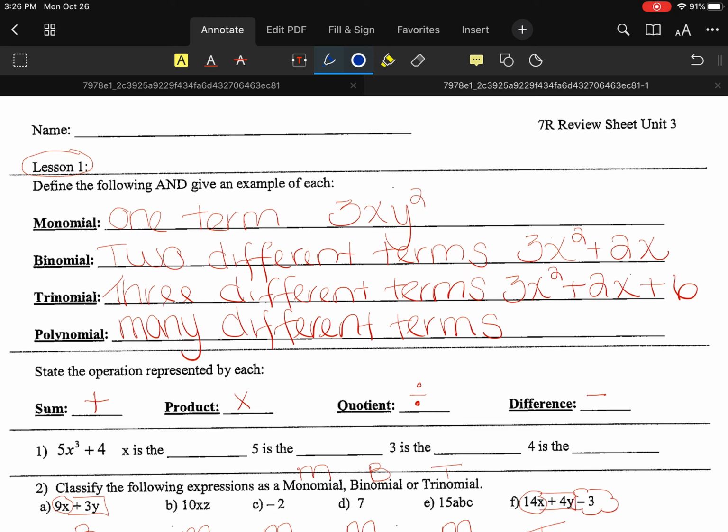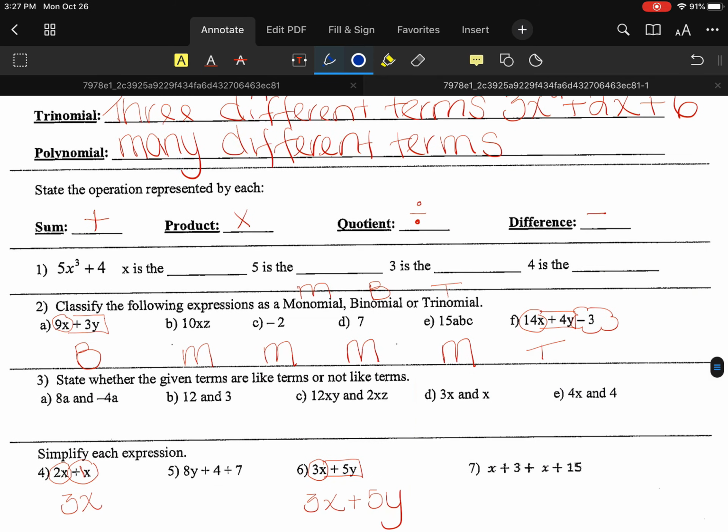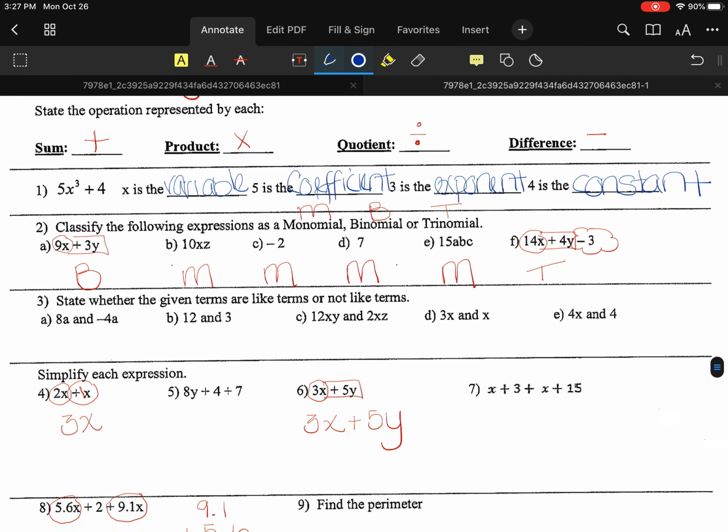But again, you should have tried the odds and now using the video to check and correct the odd numbered problems. So problem number 1, we have 5x to the third plus 4. X is the variable. 5 is the coefficient. That's what's attached to the variable. 3 is the exponent. And 4 is the number without the variable, so that is your constant. Red, white, and blue in honor of Election Day next week.